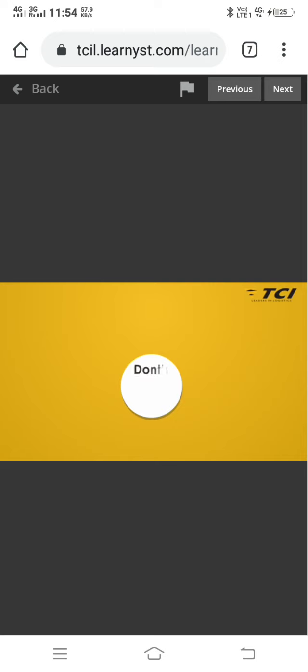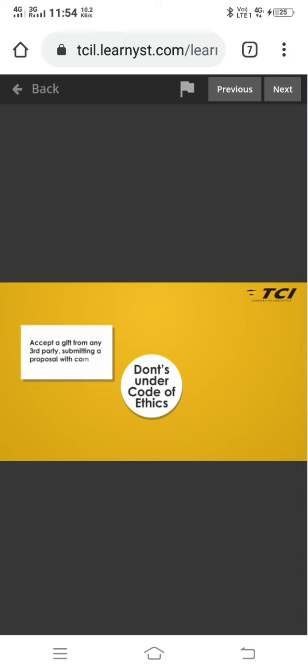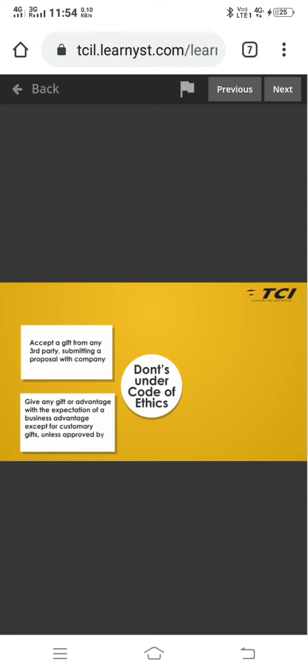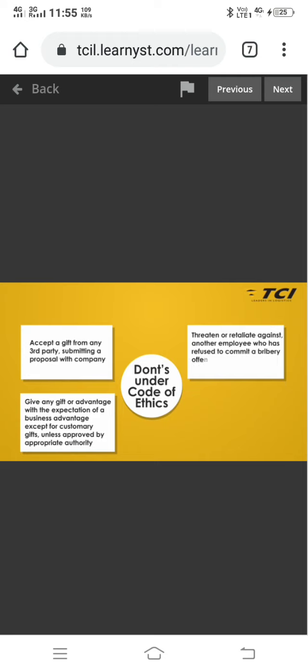Here's a list of don'ts under Code of Ethics. Accept a gift from any third party submitting a proposal with company. Give any gift or advantage with the expectation of a business advantage except for customary gifts, unless approved by appropriate authority. Threaten or retaliate against another employee who has refused to commit a bribery offense or who has raised concerns under this policy. Engage in any activity that might lead to a breach of this policy.